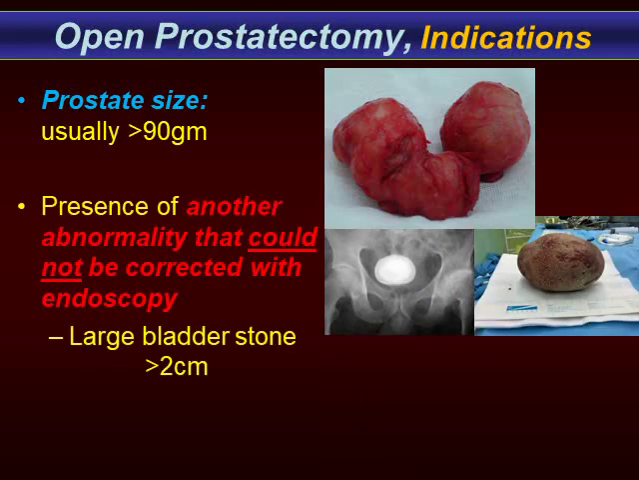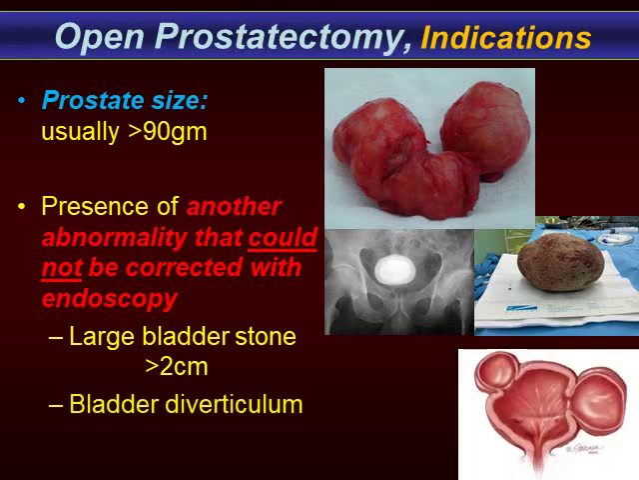Also, if I have another problem that could not be solved with endoscopy, or it would not be safe or feasible to solve with endoscopy, such as prostate plus a huge bladder stone. A bladder stone less than 2 centimeters I can deal with by endoscopy, but if it is larger than 2 centimeters, it's better or safer to do open surgery. Also, endoscopy can't deal with bladder diverticulum. If there is a large bladder diverticulum, I also have to do open surgery.